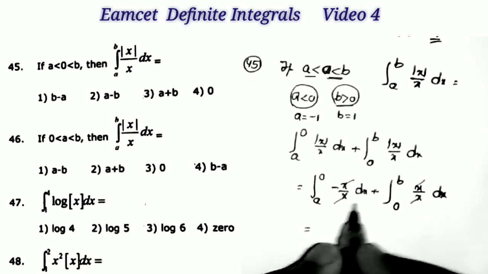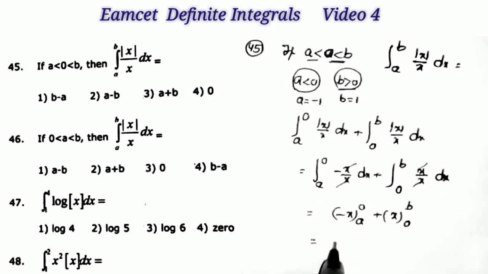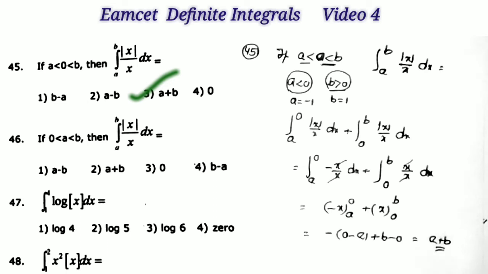Now what are the integrations? Integral of minus 1 dx with limits a to 0, and integral of 1 dx with limits 0 to b. Now replacing the limit values: minus of 0 minus a, plus b minus 0. The answer is a plus b. Okay, and that is the third option.